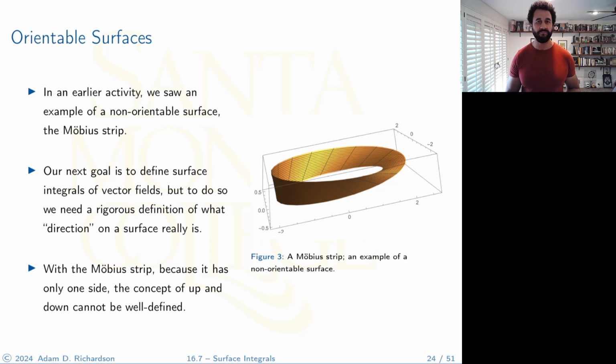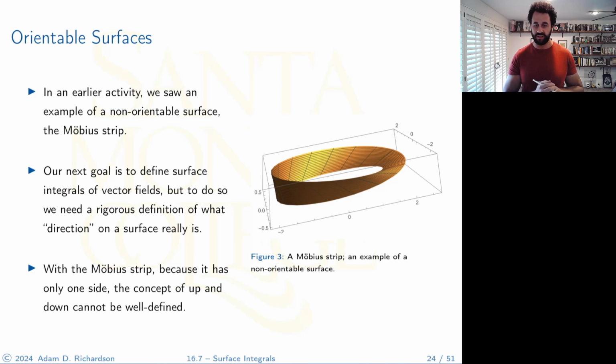This is just a fun, funky surface. It's easy to make in real life. You just take a strip of paper, twist it, and glue the edges together, and you'll have created a Mobius strip, just like so. Now, the catch about this particular object is that it is a non-orientable surface.